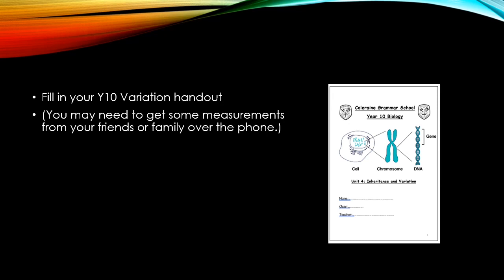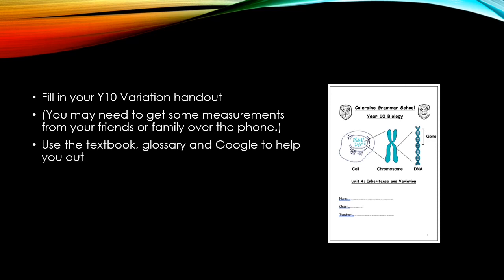Try and work your way around this and get as many results as you can, so you can plot your graphs. Once you have done that, there are other things to fill in as well. A lot of this material is in your textbook, so find it there in terms of variation. The glossary at the back of the textbook will also help you put in some definitions. If you get stuck, you can turn to Google, and that will also help you get to these answers.